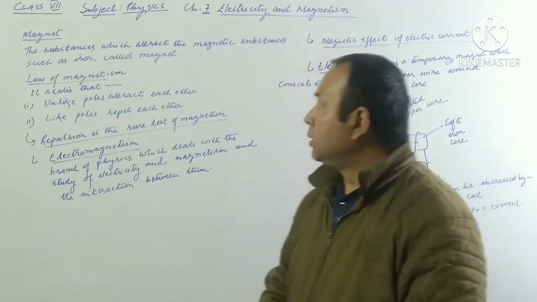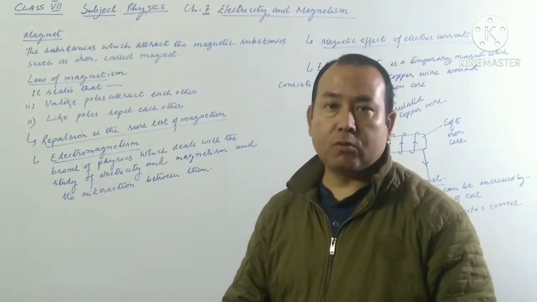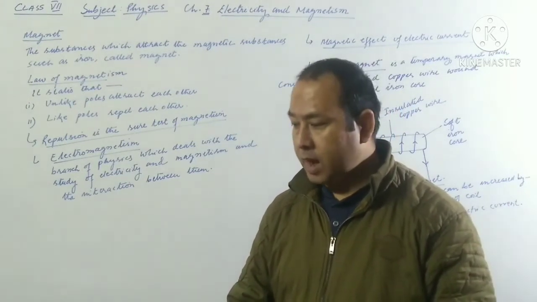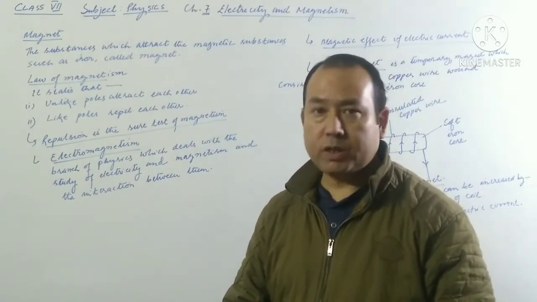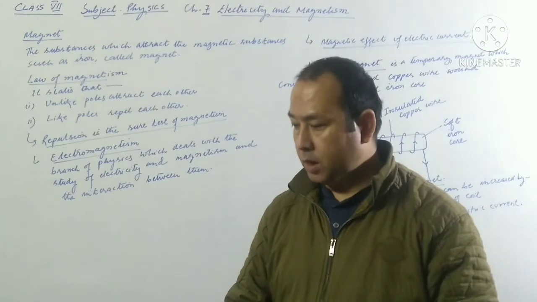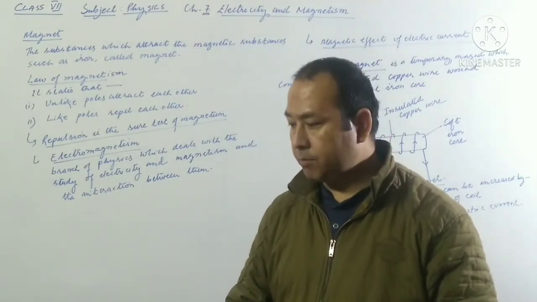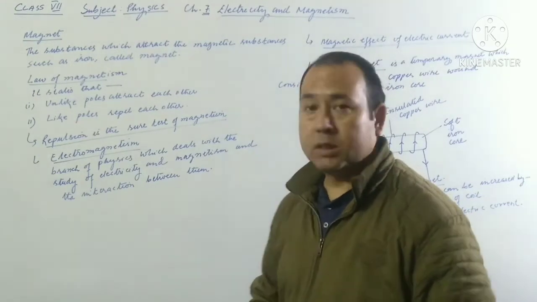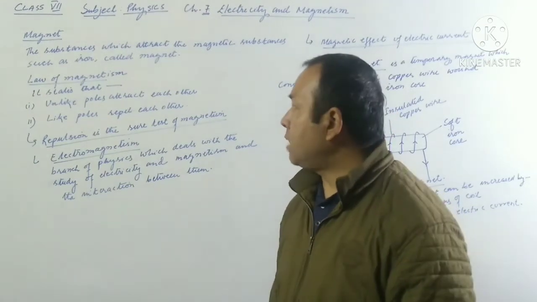This chapter mainly deals with the magnet, electromagnets, and the phenomena related to them. Then we'll be learning about the different symbols which are used while drawing the electric circuit diagram. About the electric bell we'll also be learning. First we'll start with the magnet.